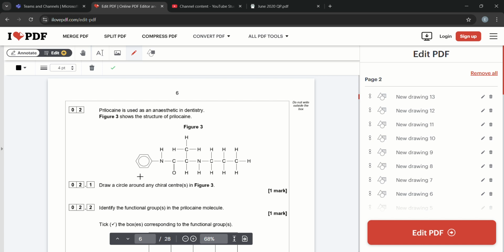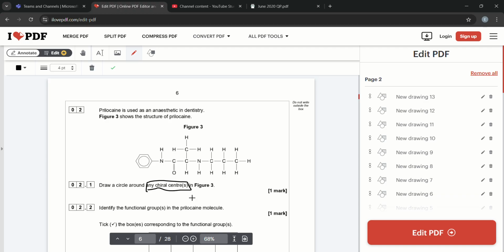Question 2. Prilocaine is used as an anesthetic in dentistry. Figure 3 shows the structure of prilocaine. Draw a circle around any chiral center in figure 3. I see what they did here. Any chiral center(s), so it makes you think there's going to be more than one. But that's not the case in this question.